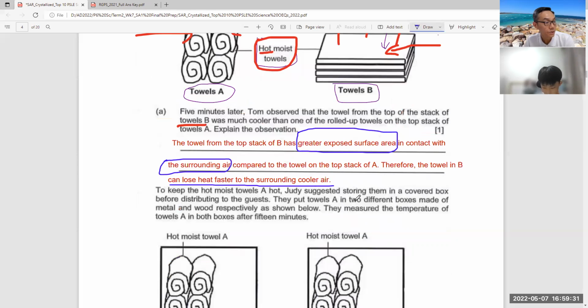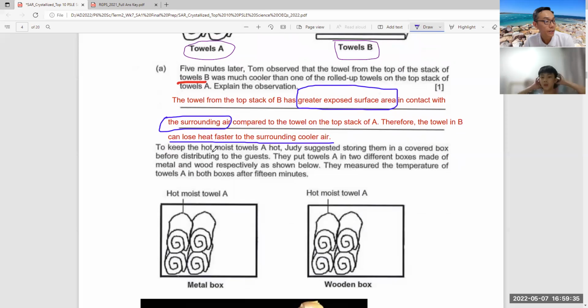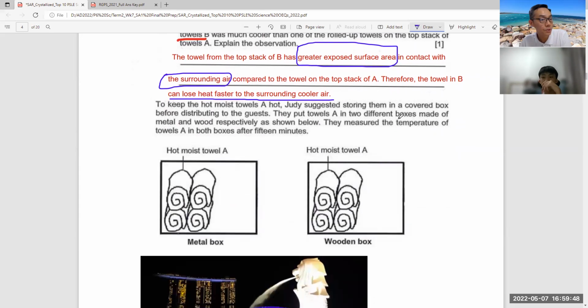Okay, next, to keep the hot moist tower A hot, Judy suggested storing them in a covered box before distributing to the guests. They put towers A in 2 different boxes made of metal and wood respectively. So this is metal, this is wood. So they measure the temperature after 15 minutes.